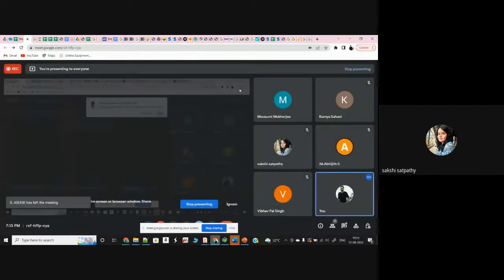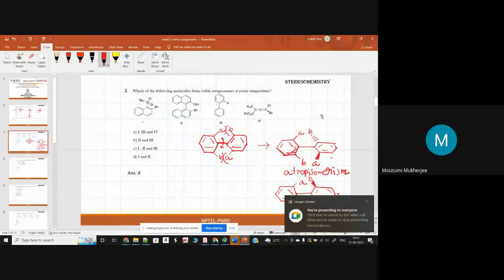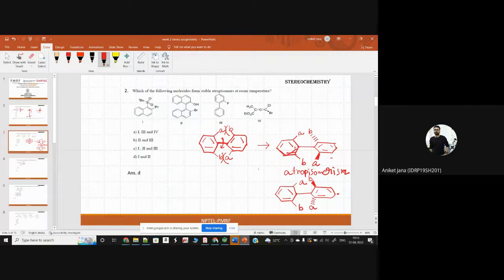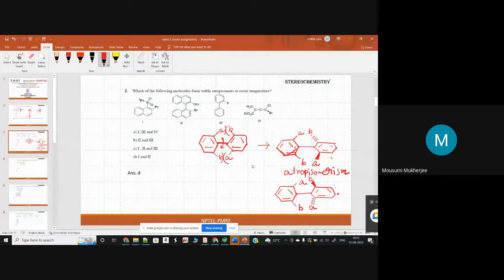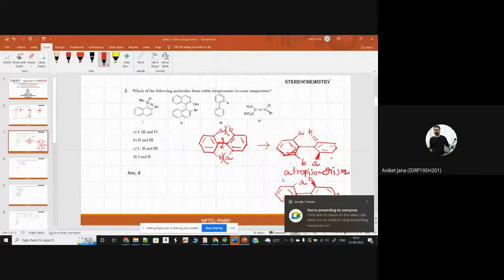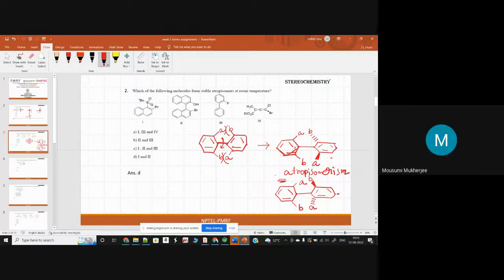Yes, sir. So this kind of isomerism is called atropisomerism. The criterion of atropisomerism is that the ortho positions should be highly substituted, or a bulky group should be there, so that there is interaction and the free rotation around the single bond is restricted, right? So this is the criterion of atropisomerism.